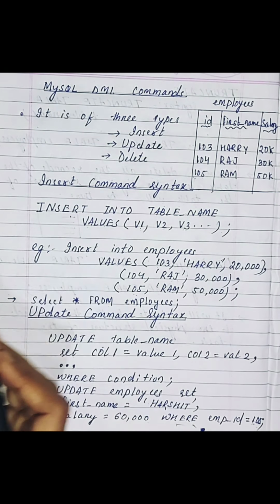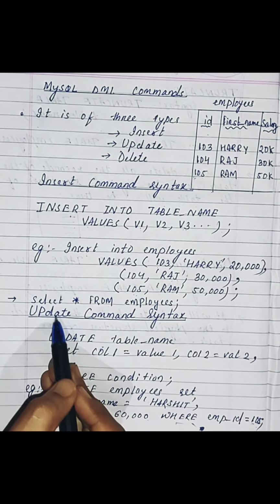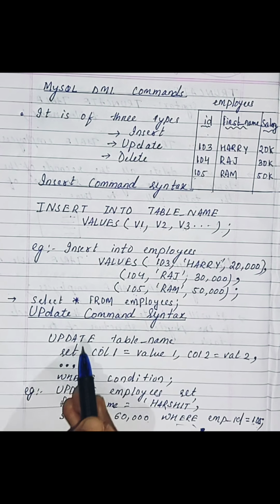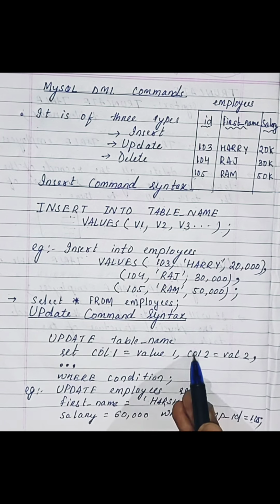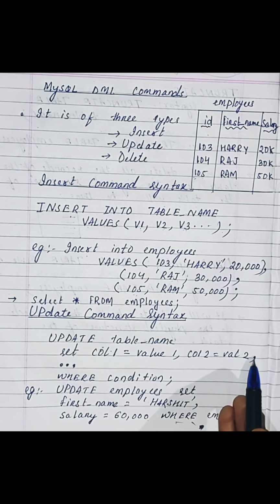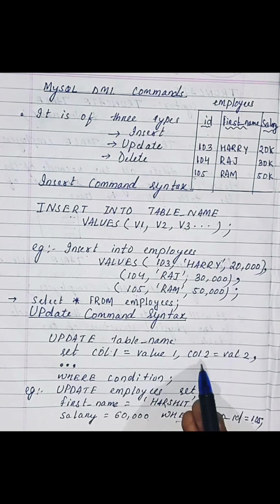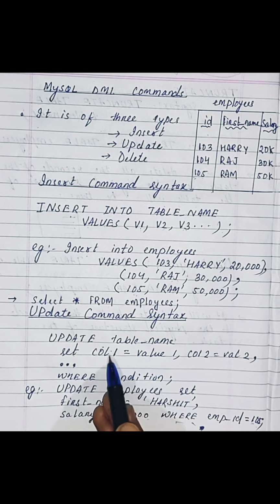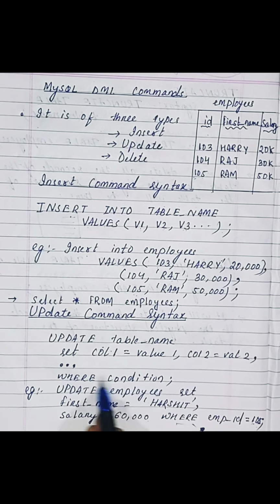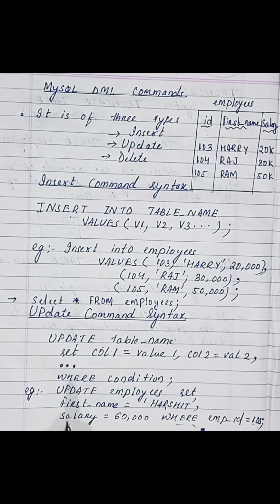I hope you are clear about the insert command. Now moving ahead to the update command. The syntax is UPDATE, then the table name, then SET column1 = value1, column2 = value2. Any number of columns we can write where we can do the modification. After that we will write the condition, like WHERE condition, so the modification in column 1, column 2 is done as per the condition.